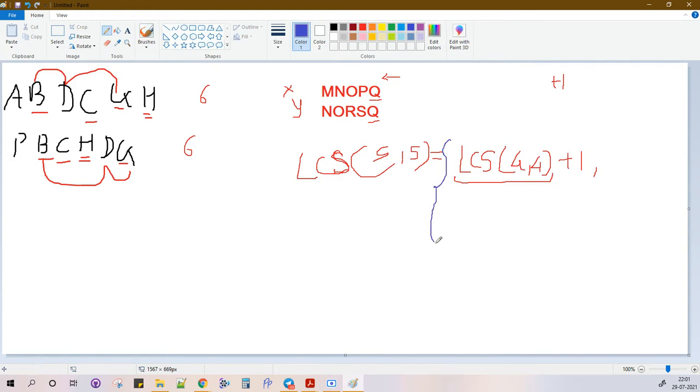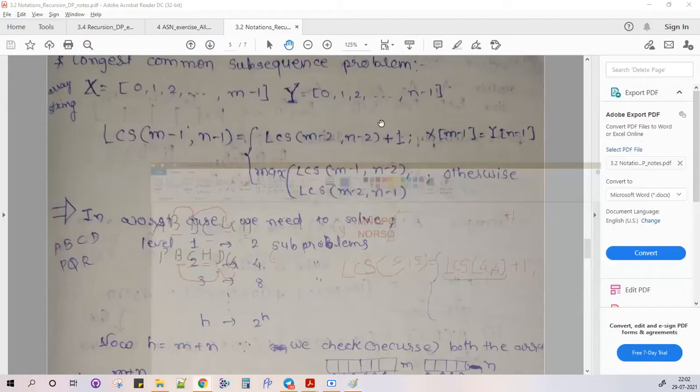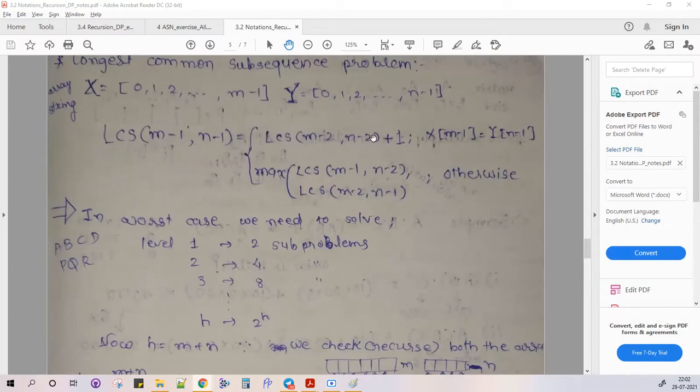So this formula is not over yet, right? If it is common, then plus 1. So I know for sure that it is plus 1, at least 1. If nothing else is matching, this Q and Q are matching, so I can discard this. I'm discarding this and just taking 4 comma 4, which is nothing but 1 less than this. So m minus 1 is m minus 2, n minus 1 is n minus 2, right?